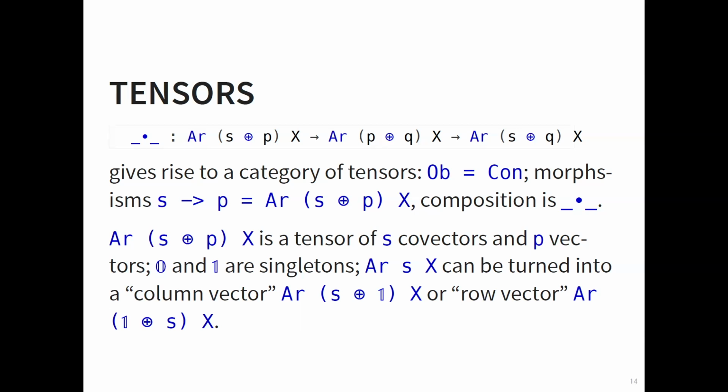And under this interpretation, what does it mean to have array AR S plus P X? It means that we have S covectors and P contravariant vectors. 0 and 1 are singletons. Actually, 0 and 1 are the same under this interpretation, which is funny. And we can turn array S X into a column vector or a row vector by simple manipulation, like an almost hidden metric tensor or something.